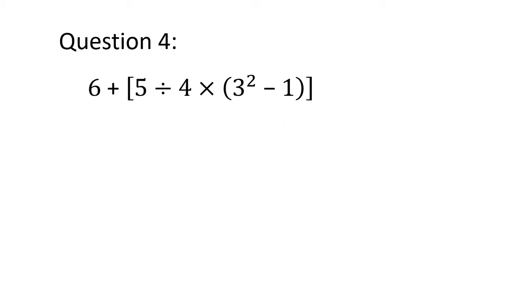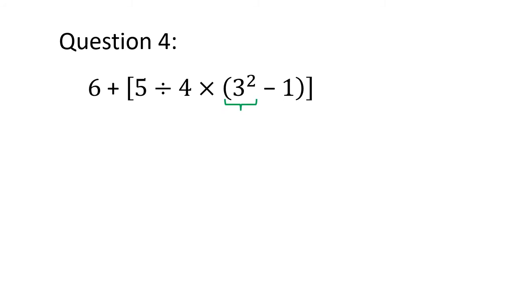Question 4 is 6 plus bracket 5 divided by 4 times parentheses 3 squared minus 1. There are two kinds of brackets. If you have many brackets, we need to calculate the innermost brackets, which is 3 squared minus 1. There's an exponent and a subtraction. Exponents are stronger, so we calculate 3 squared first.